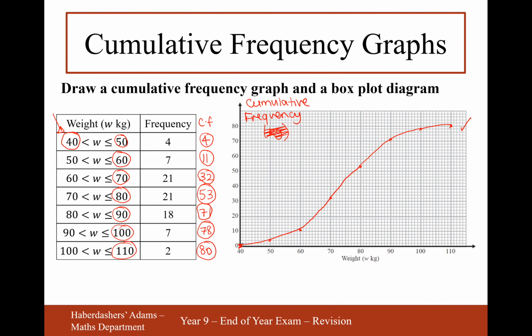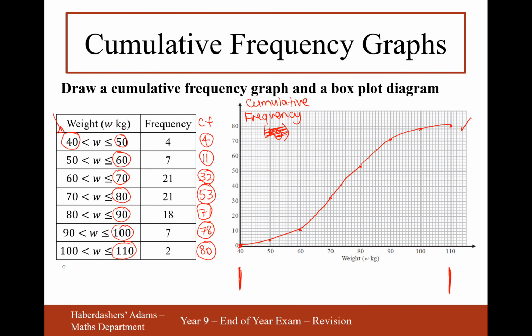It takes the lowest measurement of 40 and puts a little marker there. It takes the highest measurement of 110 and puts a little marker there. Then we're going to do the middle, then we're going to do the lower quartile and the upper quartile. So how do we work out those values? Well, we've got 80 values in total.